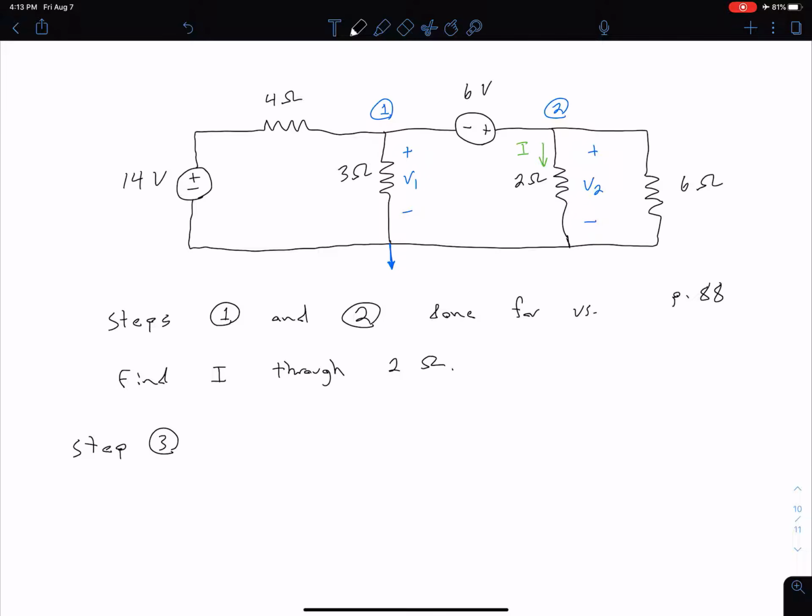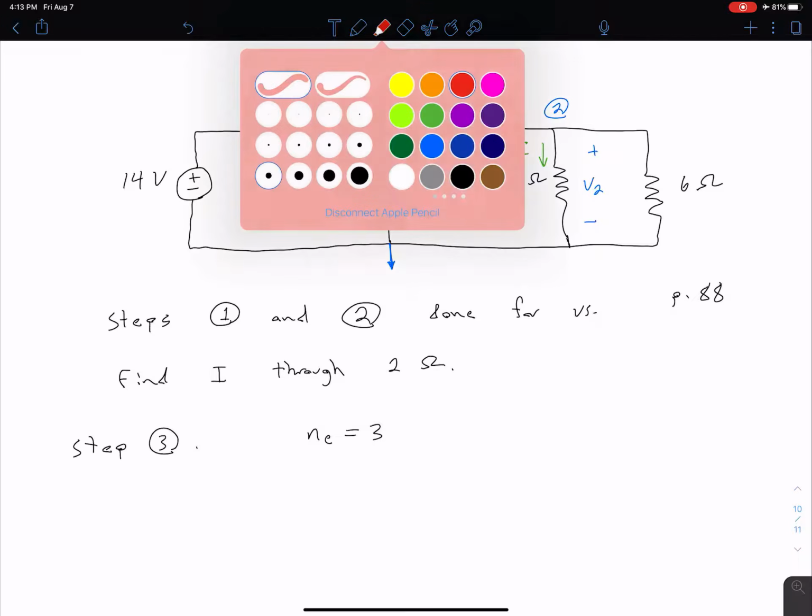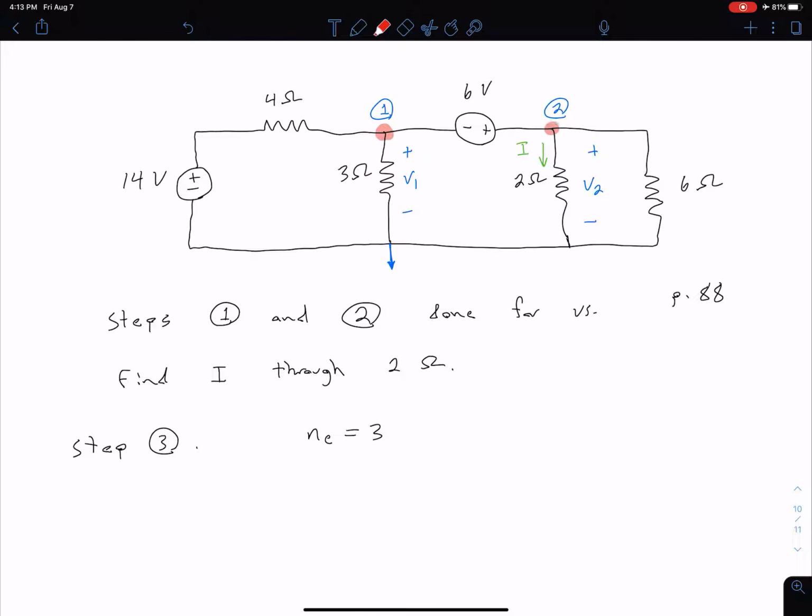Before we even get into step 3, we know we have 3 essential nodes, right? Because we have 1 here, we have 2 here, and then this whole bottom part is our reference node. So we have n sub e equals 3. And so we know we're going to need n sub e minus 1, 3 minus 1, which is of course 2 equations. So ideally, an equation from node 1 and an equation from node 2.